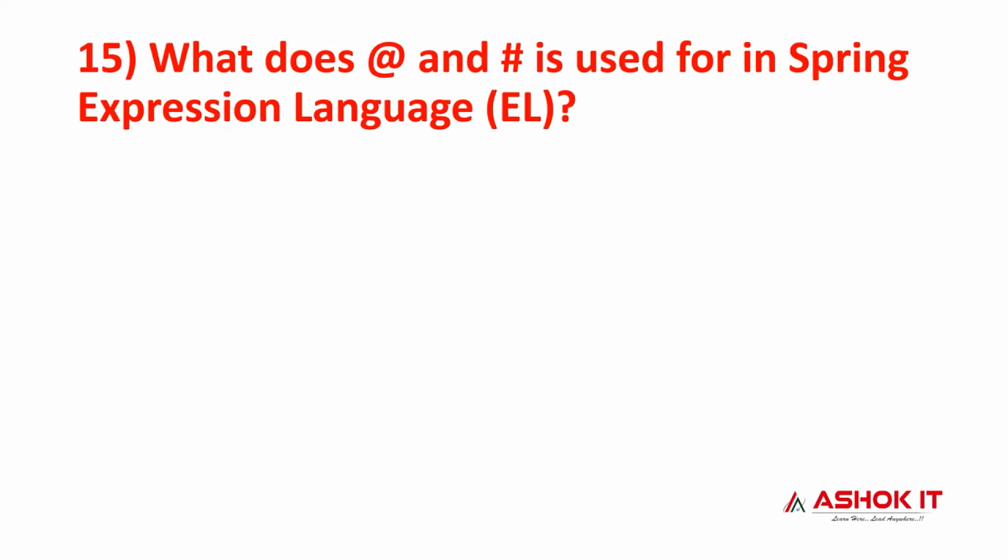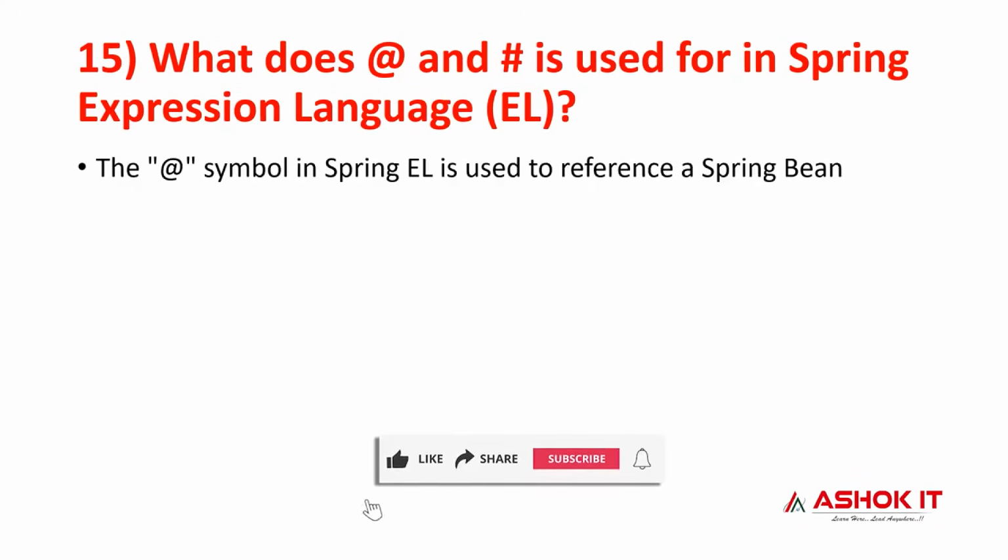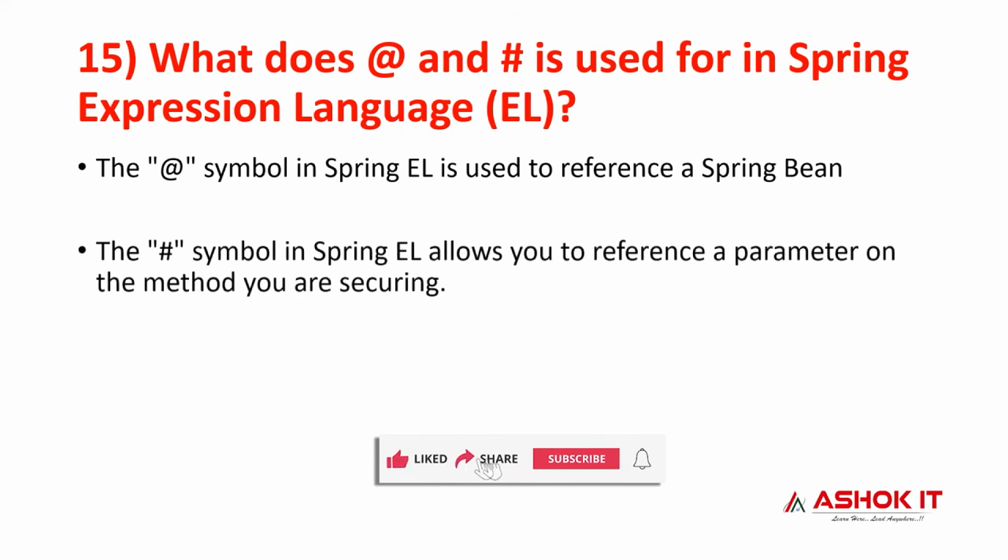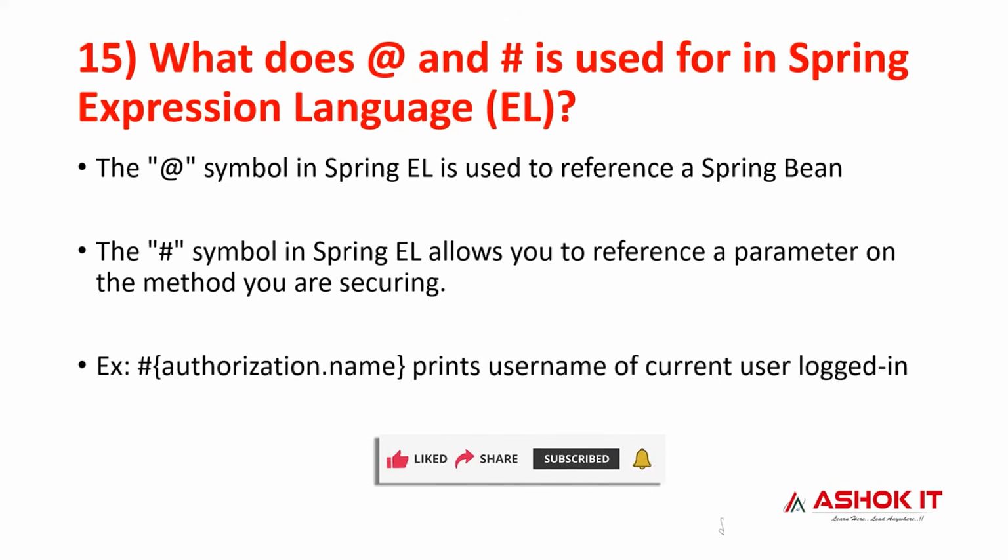What are the @ symbol and hash symbol used for in Spring expression language? The @ symbol is generally used to refer to a Spring bean from the Spring container, and the hash symbol is used to refer to a parameter of the method that you are using. Example, I'm just showing authentication.name. That's the authentication object, taken as a parameter, used to print the current user. This Authentication is a subtype of the Principal interface.